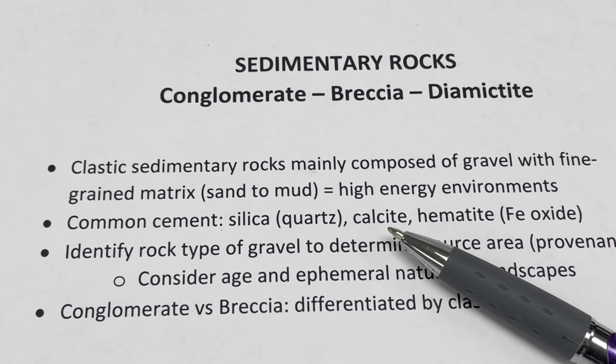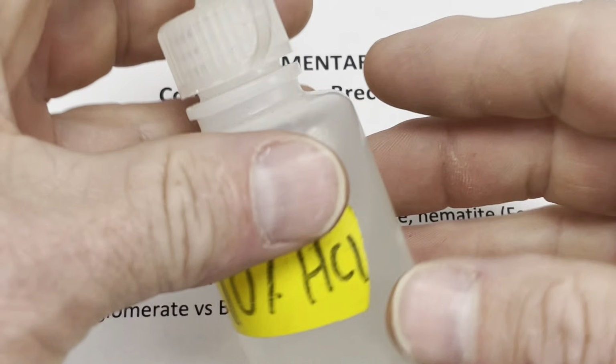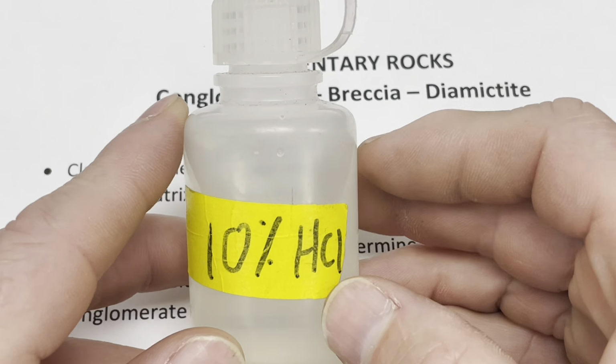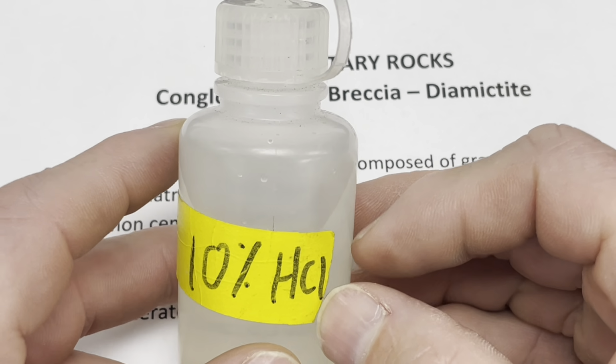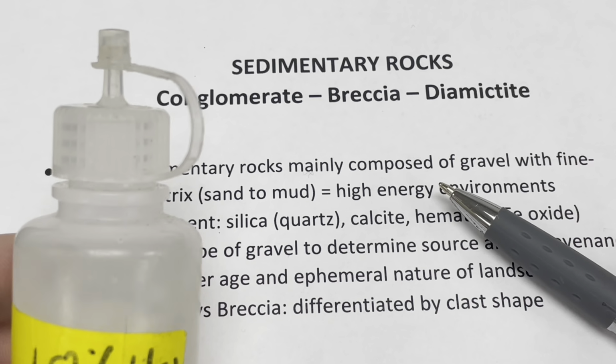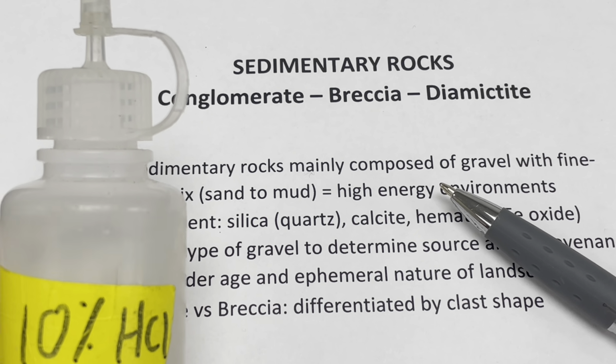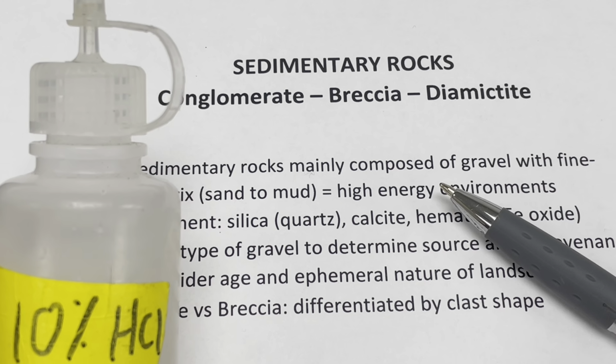And so one test we use to see if calcite is present is we use these fun little dropper bottles of dilute 10% hydrochloric acid. And if you don't have this available, I believe you can use vinegar as well. It's a little bit weaker, but it should elicit the same sort of reaction.